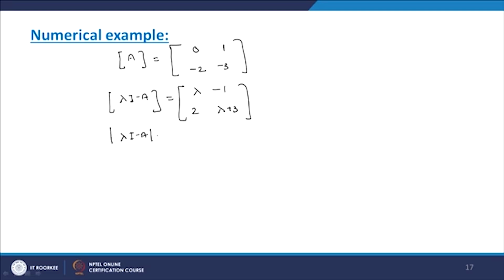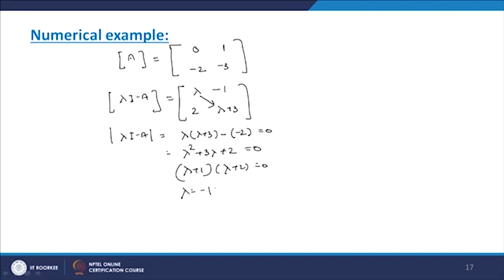So the determinant of lambda I minus A is equal to, you solve it, lambda into lambda plus 3, that will be this multiplication, minus this, which is minus 2, equal to 0. So we get lambda square plus 3 lambda plus 2 equal to 0. If you solve it, we get lambda plus 1, lambda plus 2 equal to 0. So lambda equals minus 1 and lambda equals minus 2. That means we have two eigenvalues: lambda 1 equals minus 1 and lambda 2 equals minus 2.